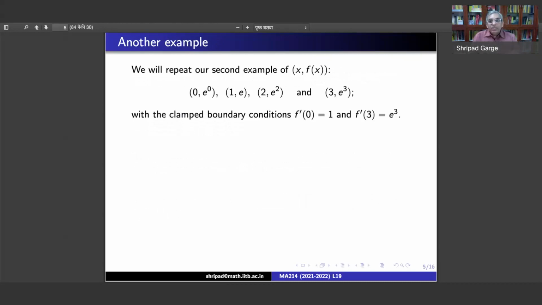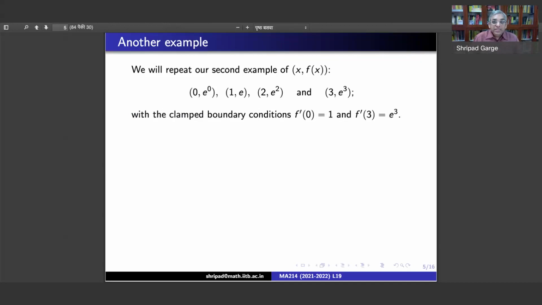Here we are going to have the boundary conditions which are also given to us because, of course, the function f(x) is e power x, and its derivative is itself. So the derivative at 0 and the derivative at 3 are going to agree with the function values. The derivative at 0 is e power 0, which is 1. The derivative at 3 is e cube.